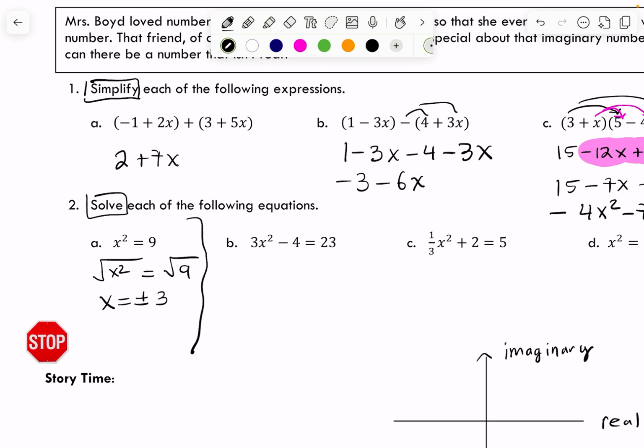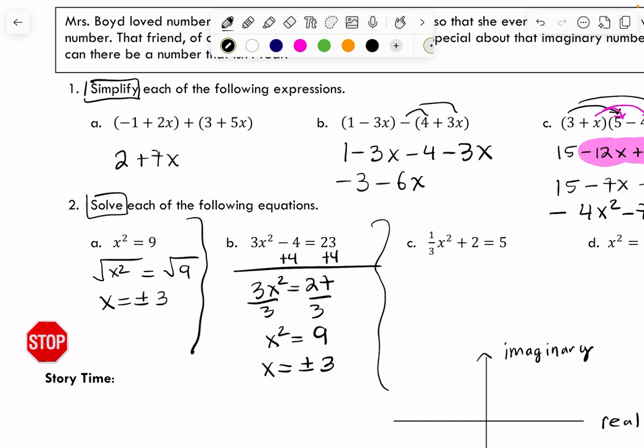For letter B, you want it to be pretty similar to A. But in order to do that, we need to get rid of the negative 4 and the 3. So we're going to add 4 first. And then we're going to divide by 3. And then look at that, plus or minus 3, because we pretty much get the same problem that we had earlier.